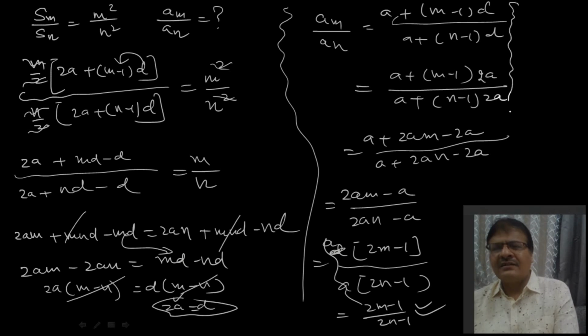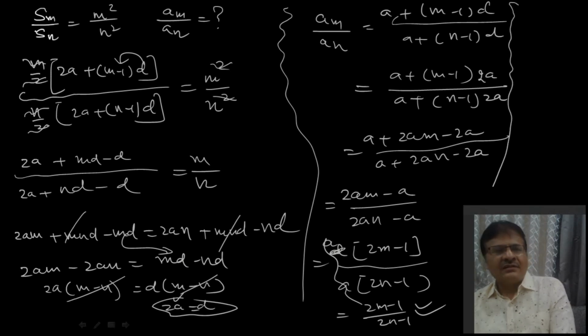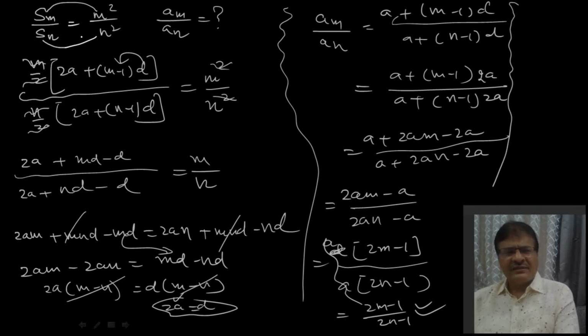I can find some shortcut here. As the sum of m terms is m square and the sum of n terms is n square. Is there any series you have seen in this lecture where the sum of any number of terms is equal to the square of the number of terms? Are you remembering? Yes, that is the odd number series. That is 1, 3, 5, 7.